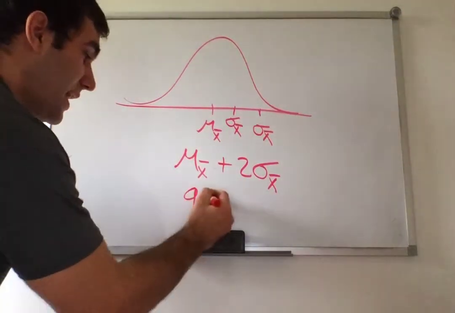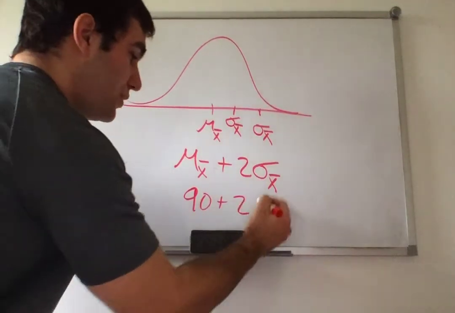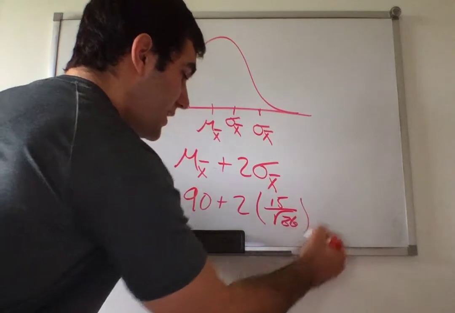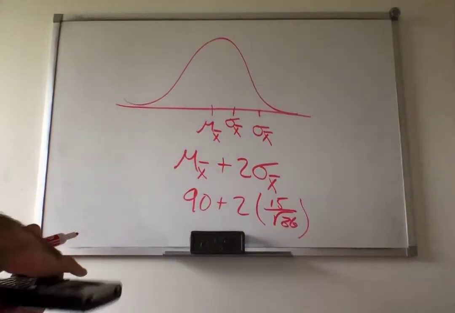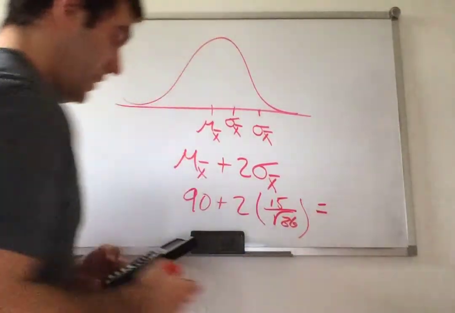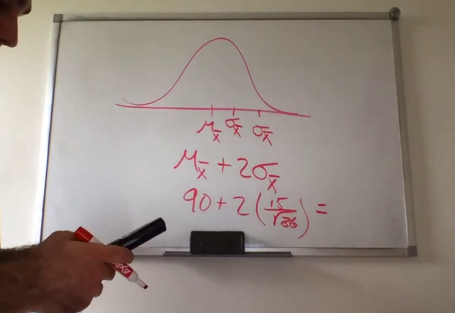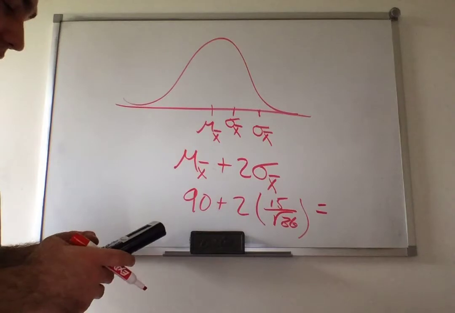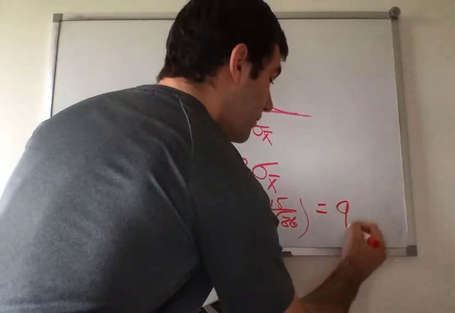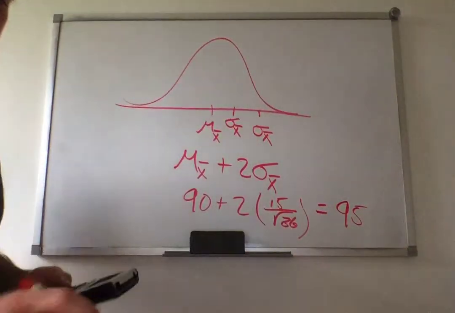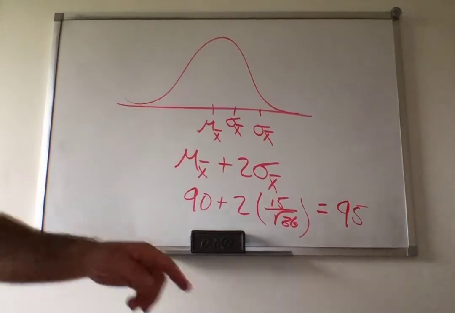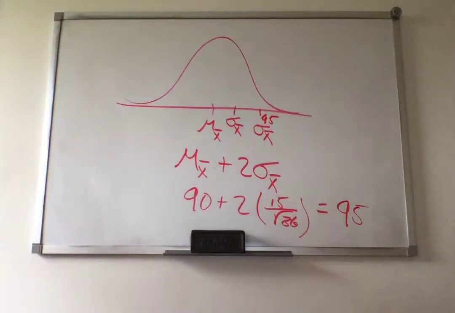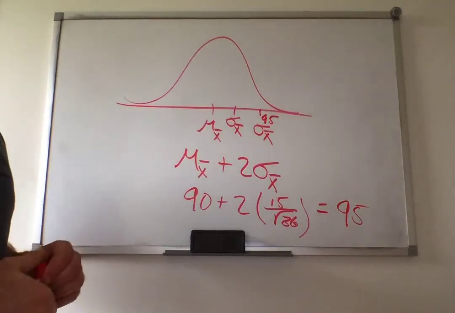So this was 90 plus 2 times 15 divided by the square root of 36. And then this just becomes a simple calculator entry: 90 plus 2 times 15 divided by square root of 36, and you get 95. So 95 would represent 2 standard deviations above the mean.